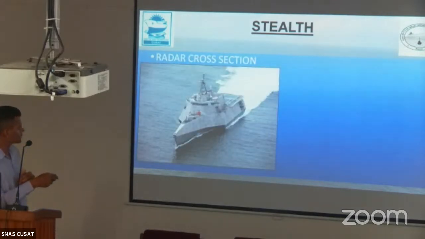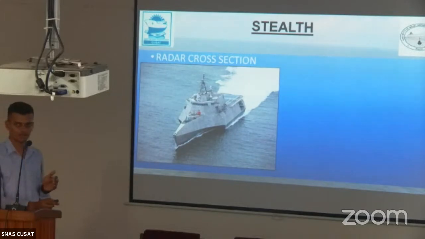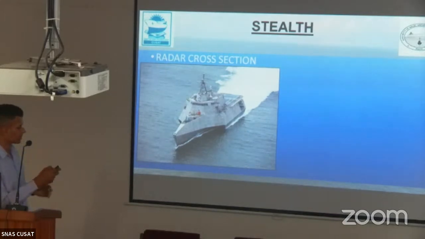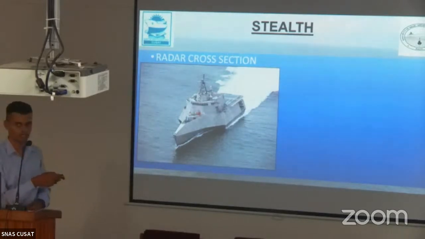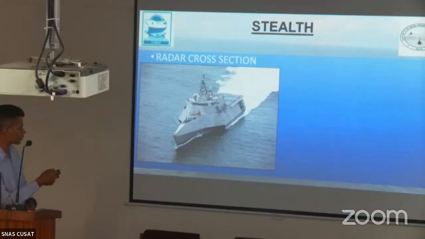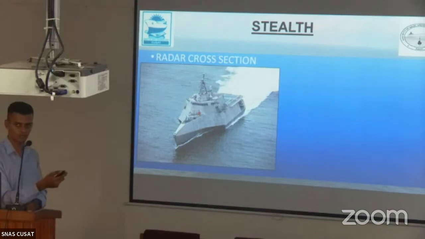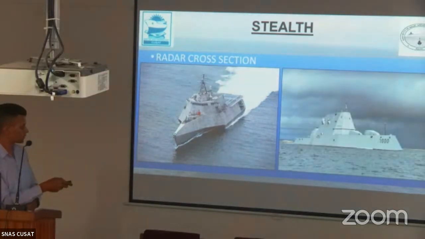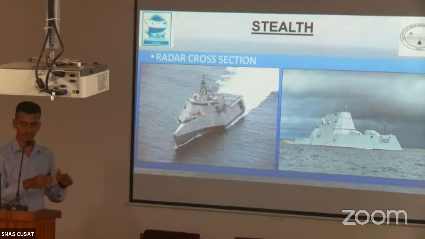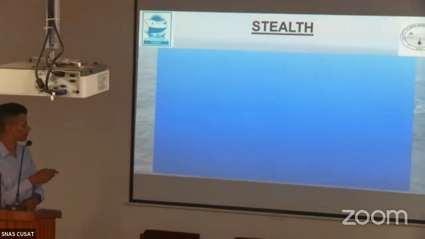So you can see some warships with very excellent radar stealth capabilities. This is the Independence class ship of the United States Navy. You can see there are no surfaces which can probably reflect the radio waves back to the hostile ship. We also have Zumwalt class destroyers. The entire structure is covered and all the surfaces are inclined in such a manner that the incoming radio waves are scattered in different directions.